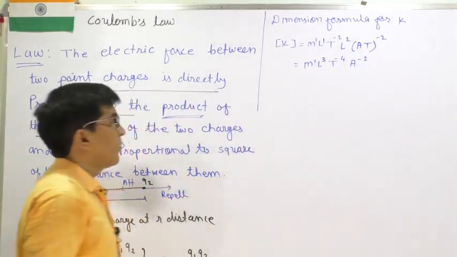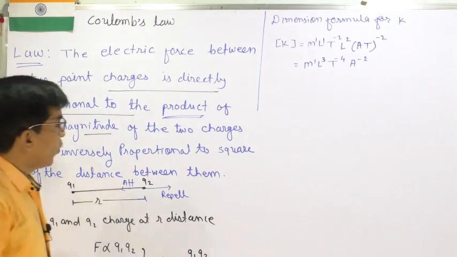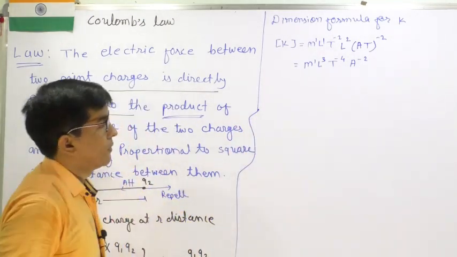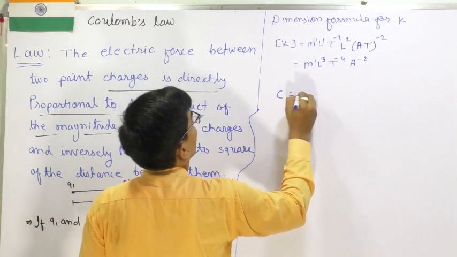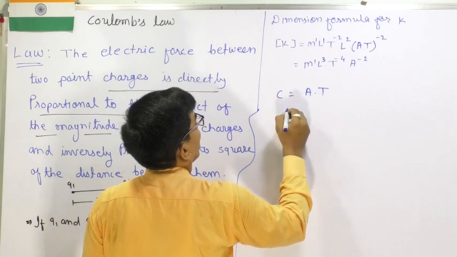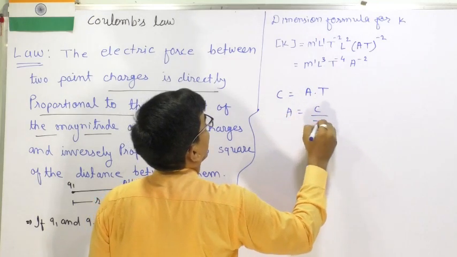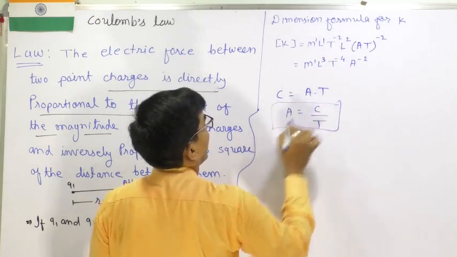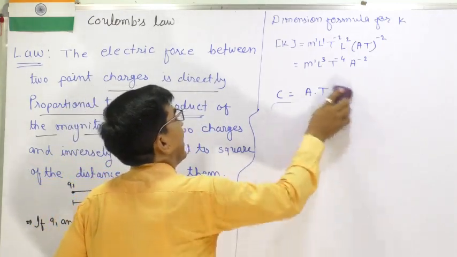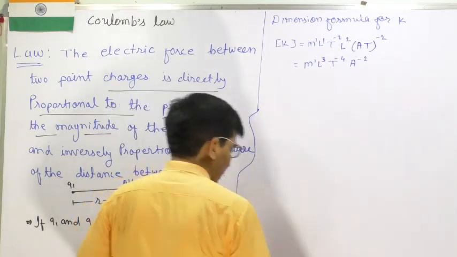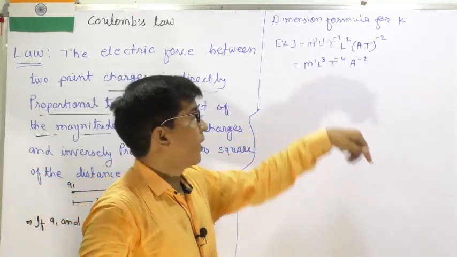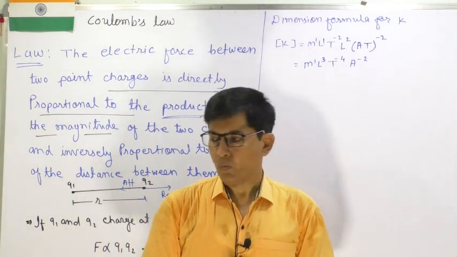Okay, I will discuss about this one. What is meant by coulomb? Coulomb means ampere into second, because ampere is equal to coulomb per second. We will discuss this more in the second chapter, electric current. So here you should remember M1 L3 T raised to minus 4 A raised to minus 2.